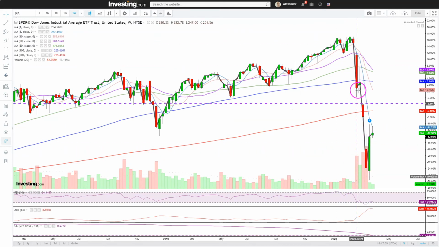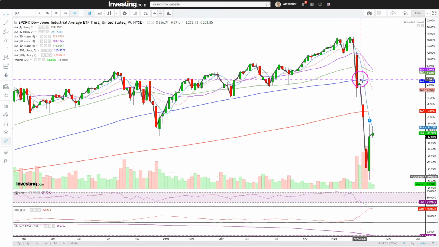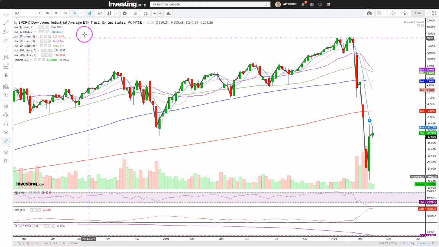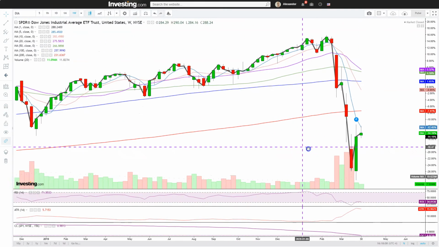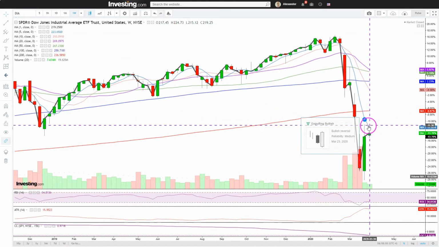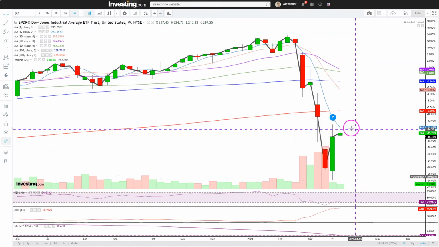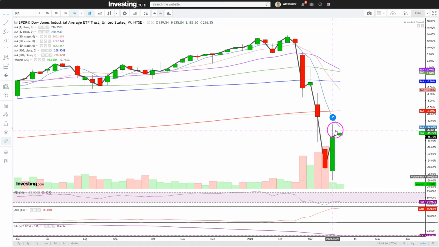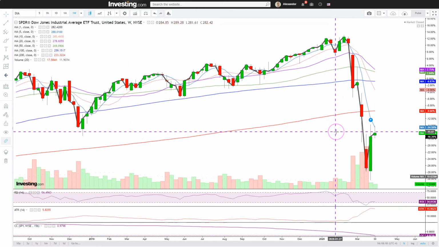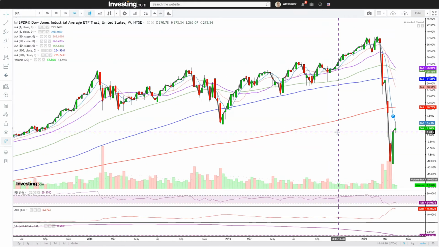Before this big crash, we did have a double top. You could certainly make that case. And this is our current situation. We are testing this blue 5-week moving average. That's a key critical level on the weekly data points.